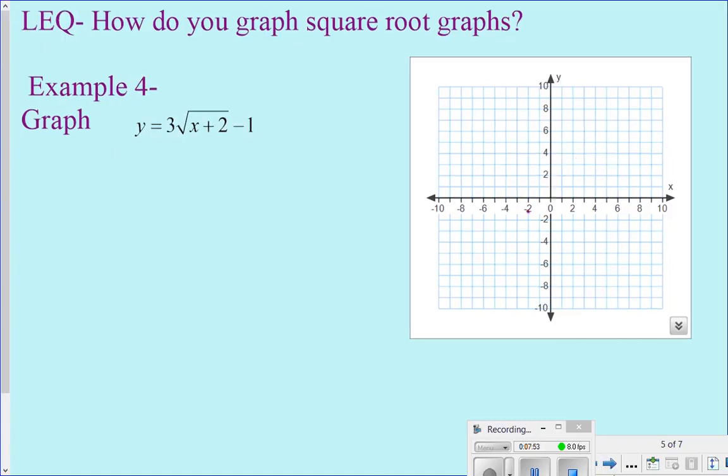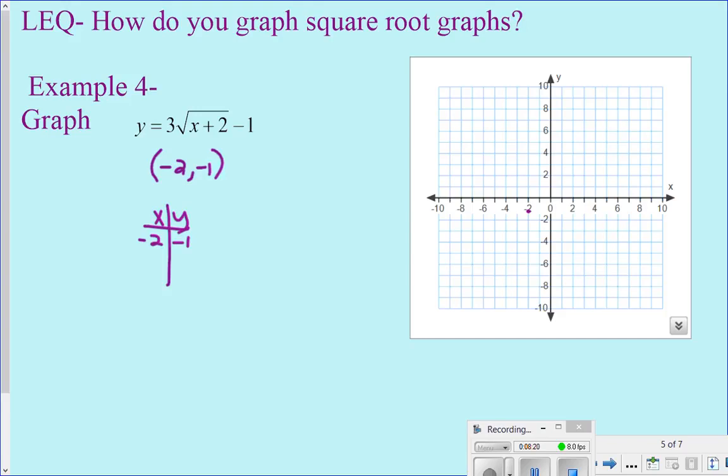Next one, we graph this, and same thing, we want to first think about what would the shifts be and what would the vertex be. So we know plus 2 is left 2, and we know minus 1 is down 1. So the vertex would be negative 2, negative 1. Actually, I'm going to put that in a table. So negative 2, negative 1 because of left 2 and down 1. So negative 2, negative 1, looks like I already had a point there for the vertex.